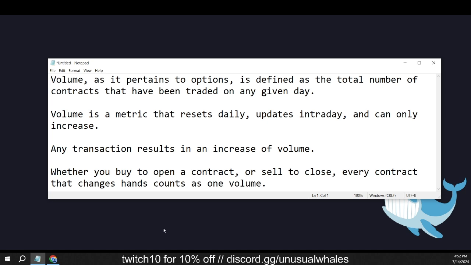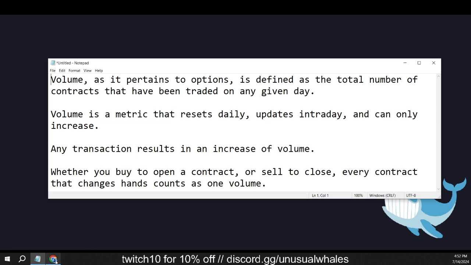Volume, as it pertains to options, is defined as the total number of contracts that have been traded on any given day. Volume is a metric that resets daily, updates intraday, and can only increase. Any transaction results in an increase of volume. Whether you buy to open a contract or sell to close, every contract that changes hands counts as one volume.